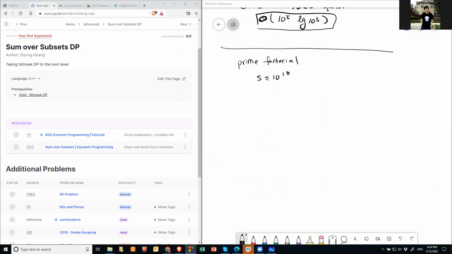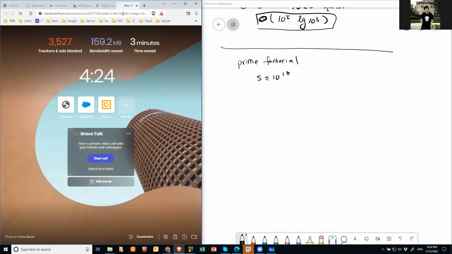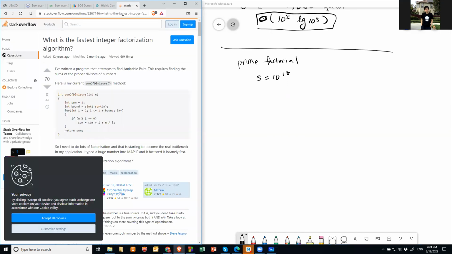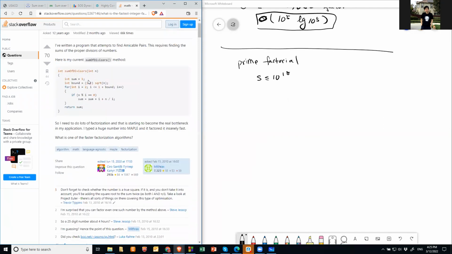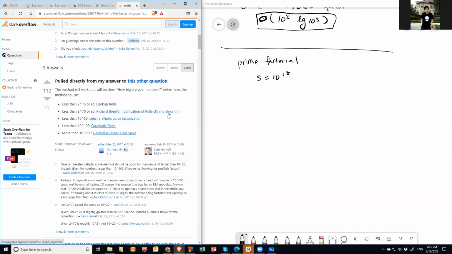The one I usually use is, if you go to Stack Overflow, remember, right? The place we're always looking for hints is Stack Overflow, Codeforces, and obviously Benjamin Qi's USACO guide. That's something you have to do. You have to learn. So fastest factorial algorithms. I like to use this one, Pollard's rho algorithm.